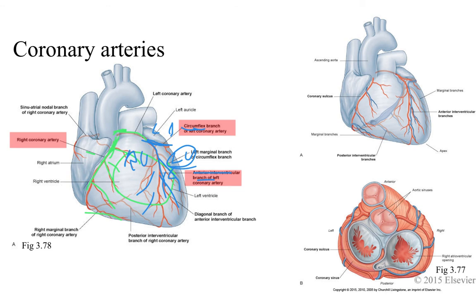All right, so we call that the anterior interventricular branch of the left coronary artery, otherwise known as the left anterior descending artery, or LAD. And this picture right here is just showing you the openings, your aortic sinuses, going into the left coronary artery and the right coronary artery from the superior view of the heart.